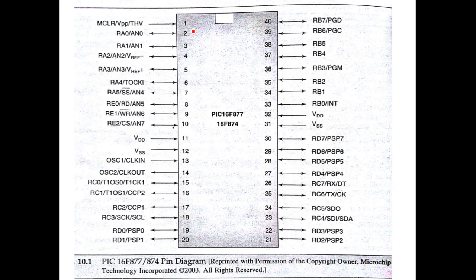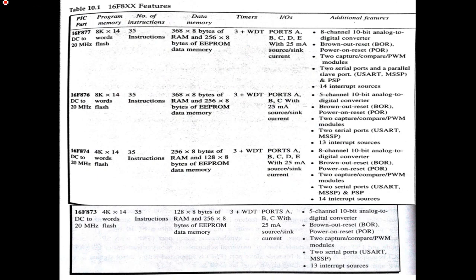Okay. Now let us go inside this chip and try to understand the different internal functional blocks. We'll begin with the memory section. As we have seen in this table, this IC has 8K cross 14 program memory and 368 bytes and 256 bytes of data memory. So let us begin with the program memory. It has 8K cross 14 bit program memory, right?